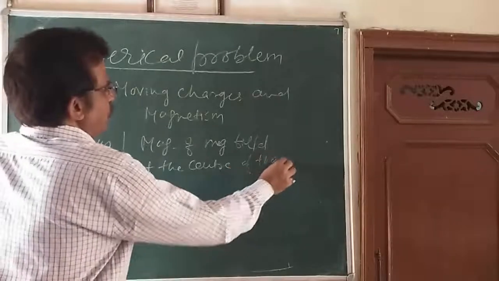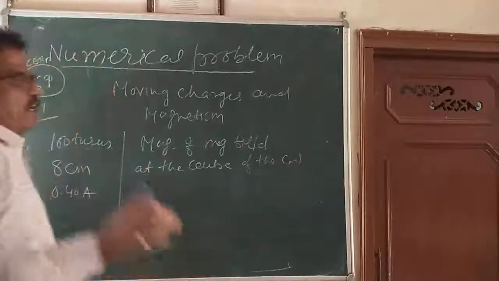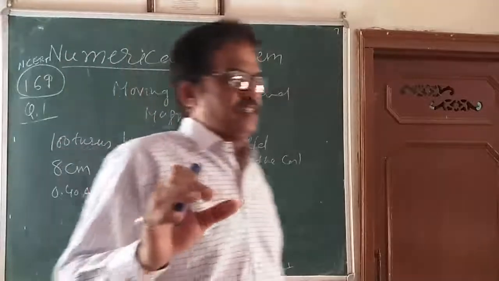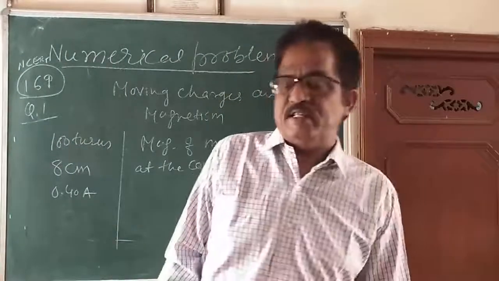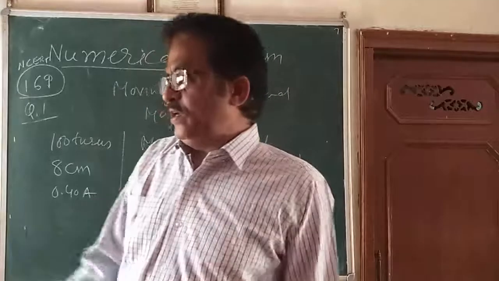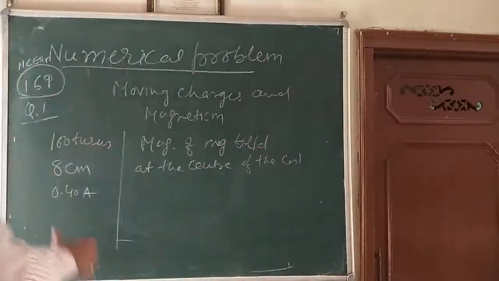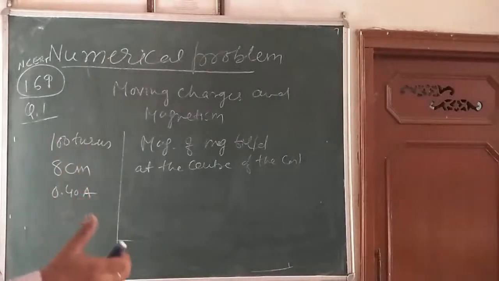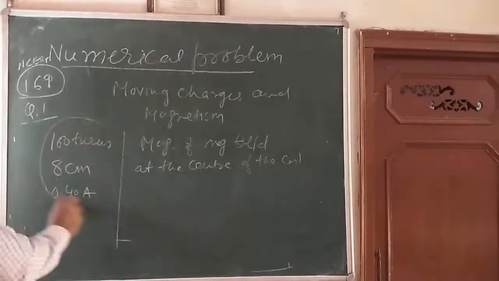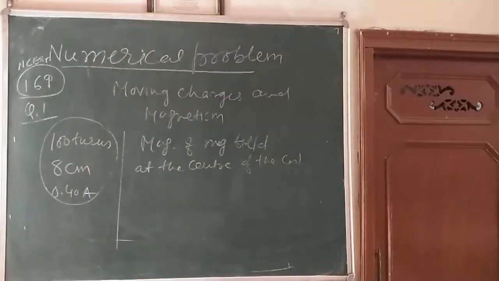Center of the coil. Dear children, I want to give you one advice. Write all the formulas of this chapter on a single page and learn them. Remember them. If you know the formula, then easily you can find out the value of magnetic field. So think of it.